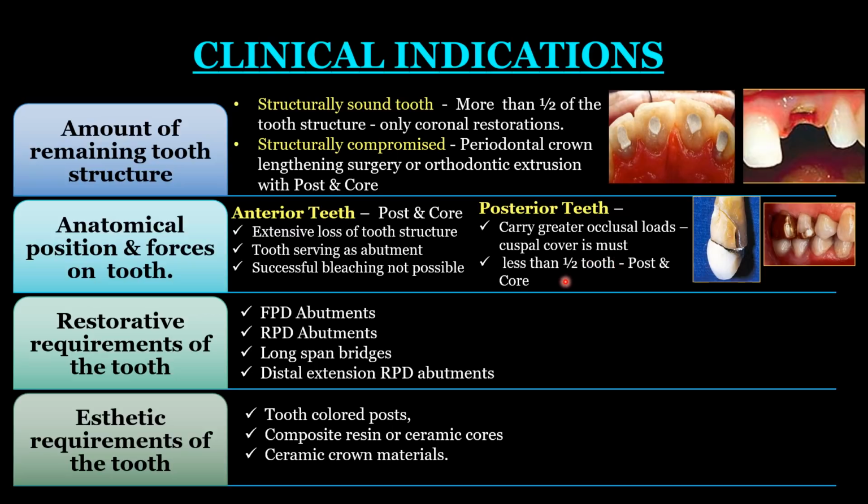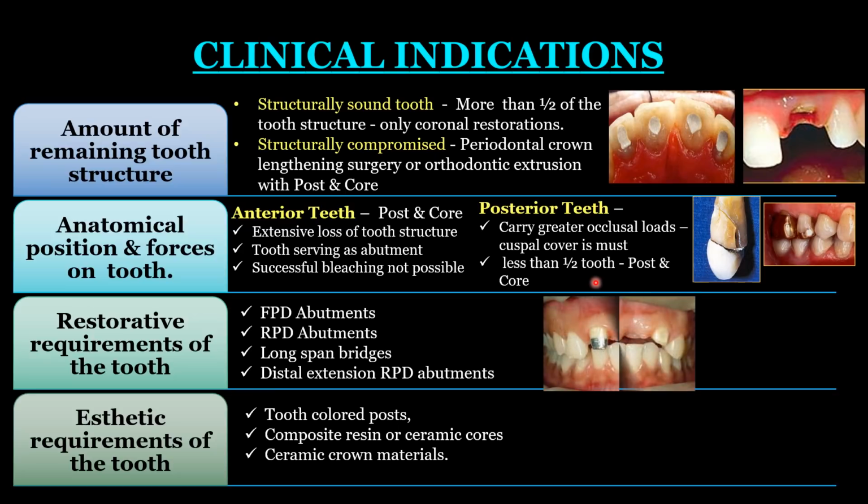And regarding the post and core, again if there is less than half of the tooth structure present, we go for post and core. The post is less preferred in the posterior because the canals are narrow and curved in the posteriors. Coming to the restorative requirements. Now, it will depend on whether the tooth has to be used as an FPD abutment, RPD abutment, long span bridge abutment, or as a distal extension RPD abutment. As we see in the picture, the tooth has to be used as an abutment.